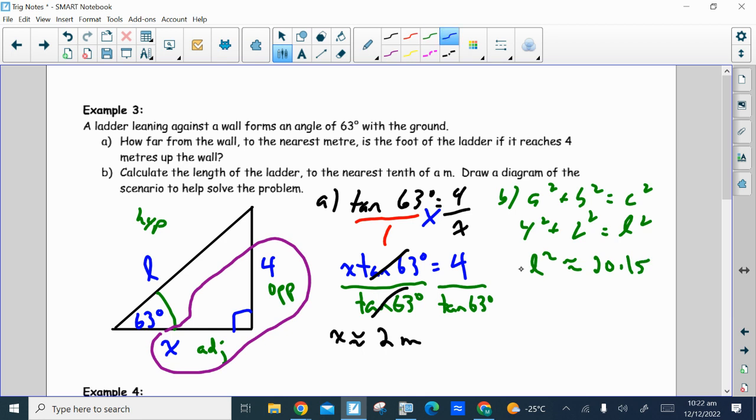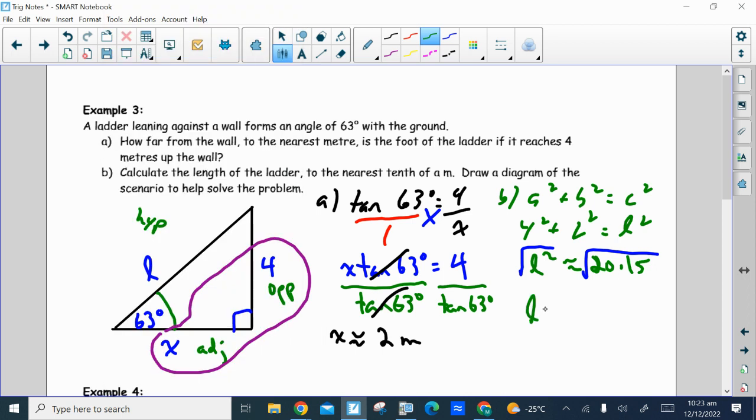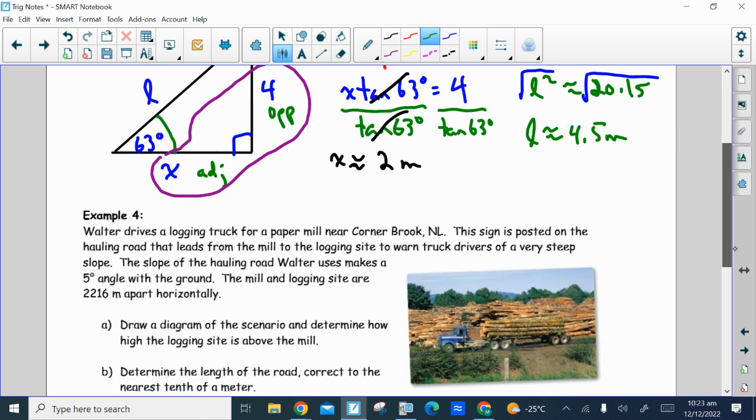And then to find out what L is, we take the square root of both sides. The square root of 20.15 is approximately 4.5, if we round to the nearest tenth. That is how long the ladder is, 4.5 meters. Okay, so we found how far away from the base of the ladder the wall is, as well as how long the ladder is.